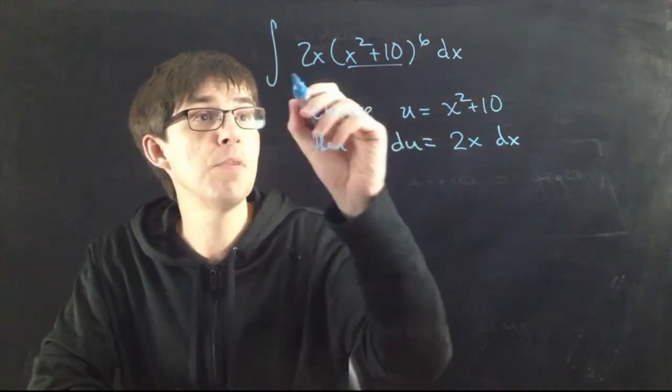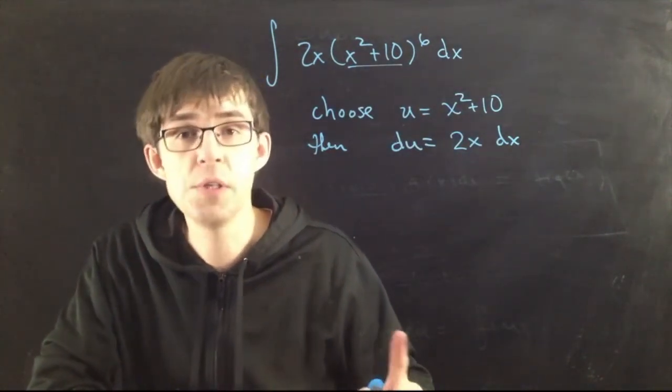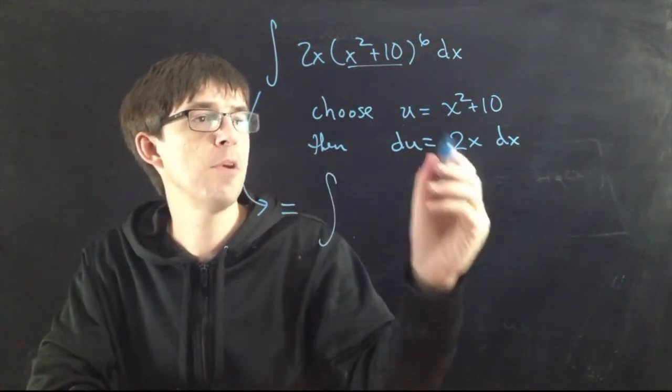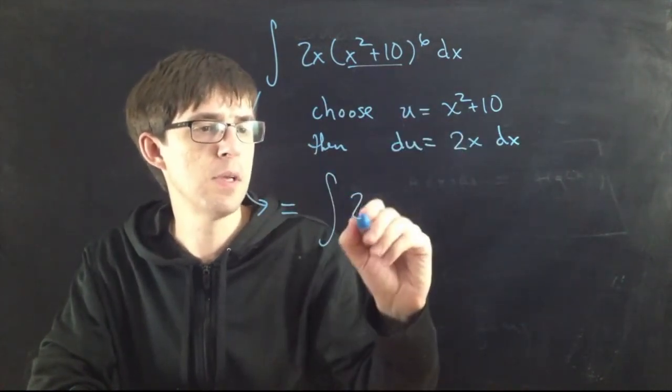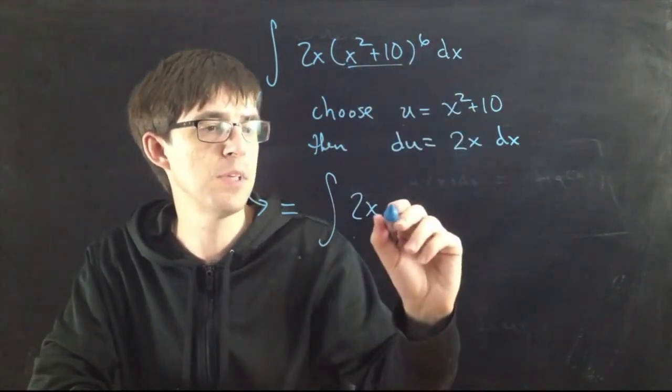Okay, and now you look at the original integral here, and I'm going to try to rewrite all of that stuff using only u's, not using x anymore. So this becomes, first of all, I'm going to replace the u just where it is. It's going to say 2x, and then here I have u to the power 6, right?